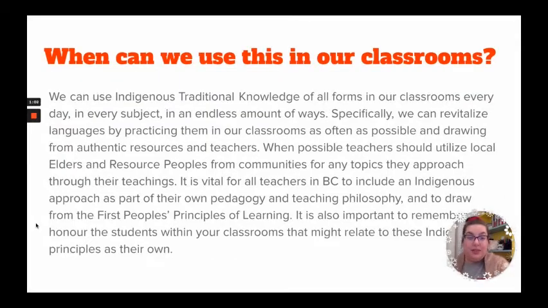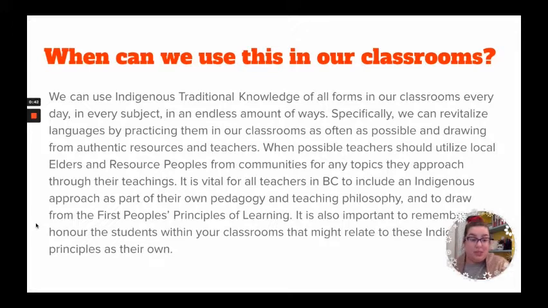When can we use this in our classrooms? We can use Indigenous traditional knowledge of all forms in our classrooms every day, in every subject, in an endless amount of ways. Specifically, we can revitalize languages by practicing them in our classrooms as often as possible and drawing from authentic resources and teachers.